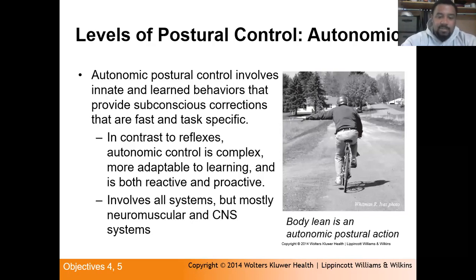And just to add a little tidbit, like it says on the bottom, it involves all systems because, like I said, everything is still simultaneous, but mostly neuromuscular, which is your body and you pedaling and your brain telling your body what to do, and the central nervous system, like I said, plays a part in each and every role.